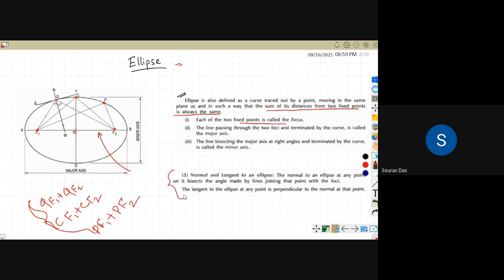Then this is another important point. The normal to an ellipse at any point bisects the angle made by the lines joining it with the foci.